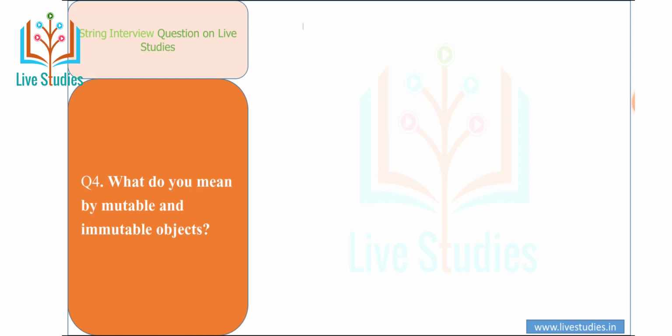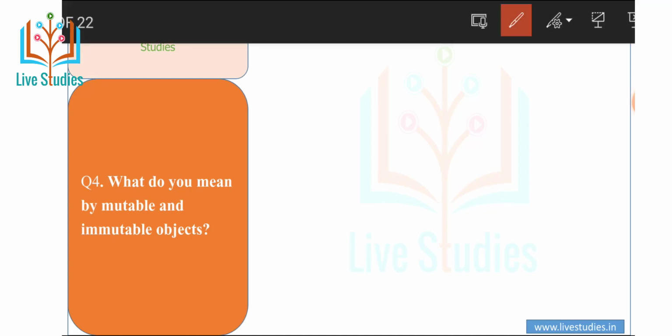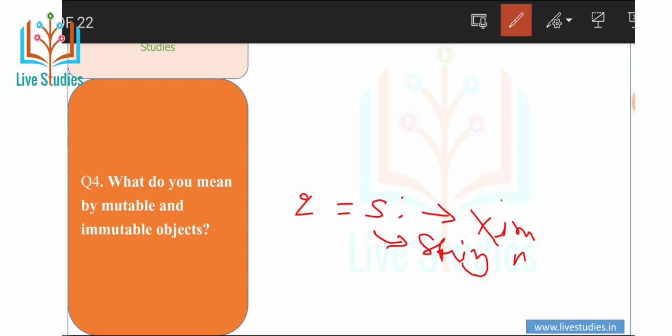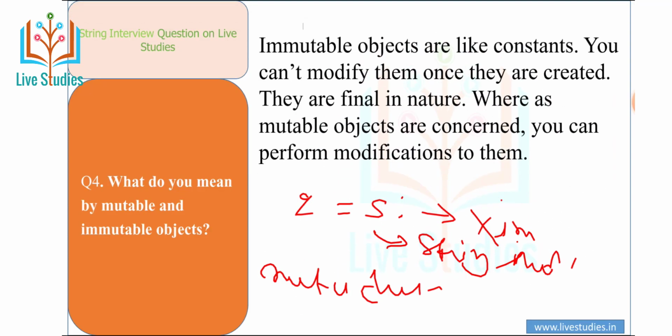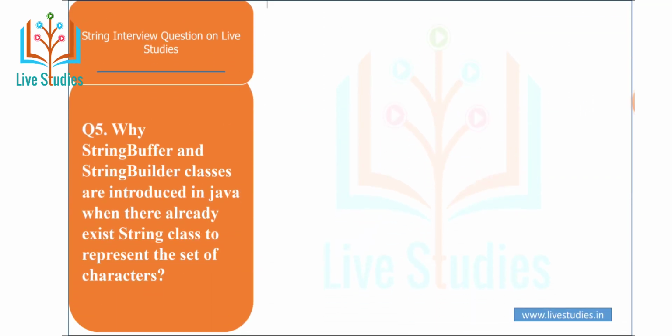Like, suppose any variable is equal to 5, you cannot change it. A String is immutable, you cannot change it, but a mutable object you can change. Okay, move to the next question.